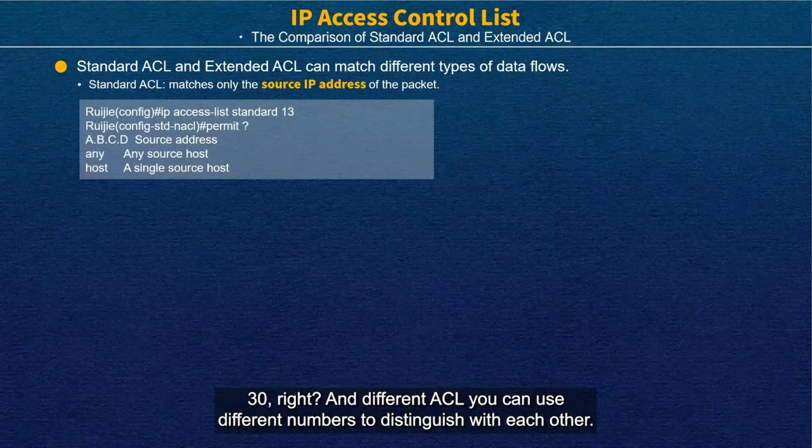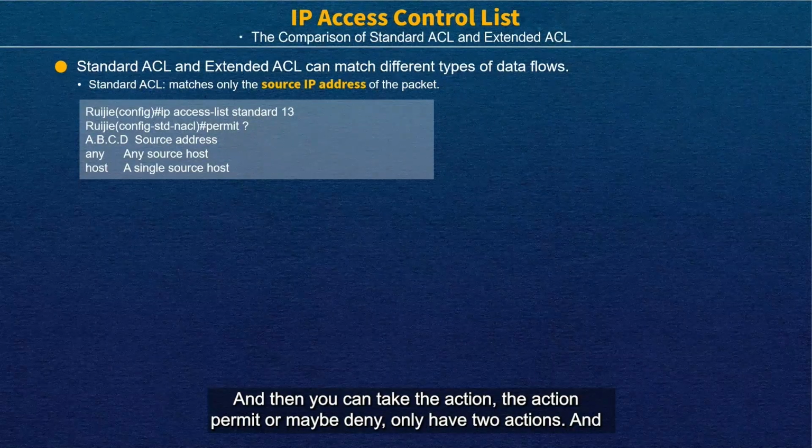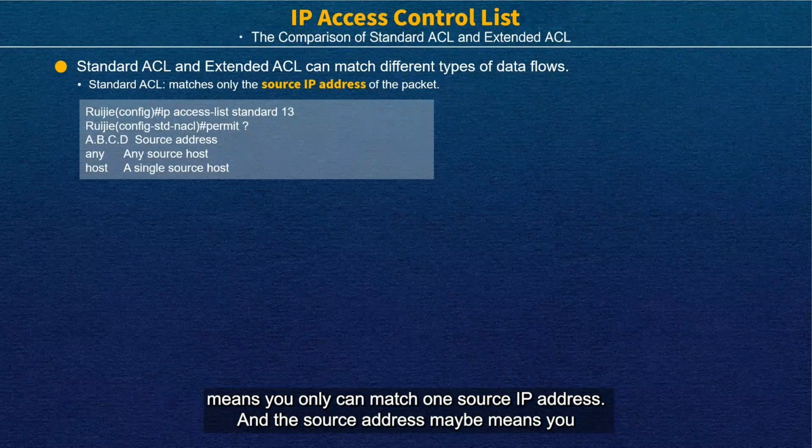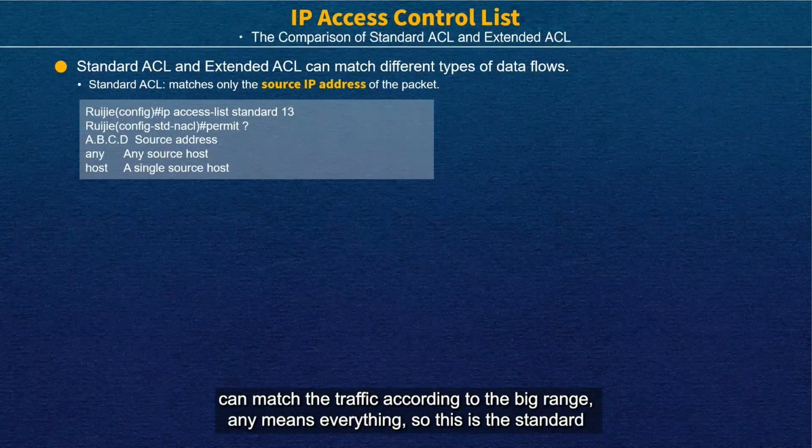In different ACLs, you can use different numbers to distinguish them from each other. Then you can take the action, permit or deny. There are only two actions. And then you can match your traffic. You can match the source address, or any, or host. Host means you can only match one source IP address, and the source address with a wildcard means you can match the traffic according to a big range. Any means everything. So this is the standard ACL.